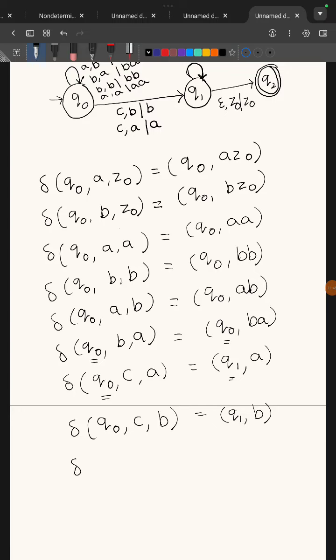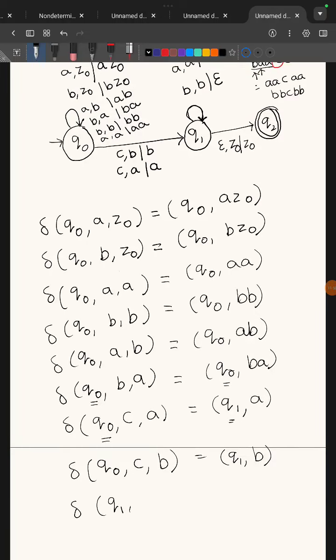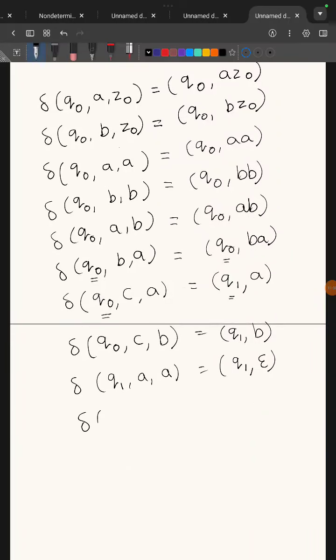Now, in which state am I? I am in the state Q1, right? In Q1, if A is the input symbol and A is the top of the stack, what are we going to do? We are going to stay in Q1 itself and we will pop. How can we represent that? By using the epsilon symbol. Similarly, in Q1, if B is the input symbol and B is the top of the stack, we will stay in Q1 itself and we will just pop.